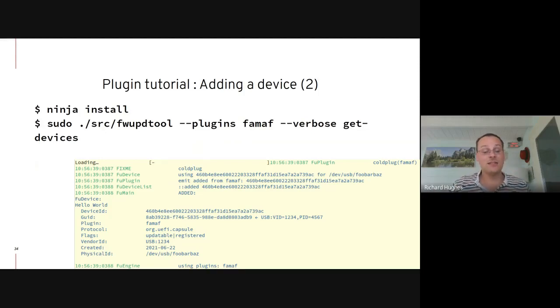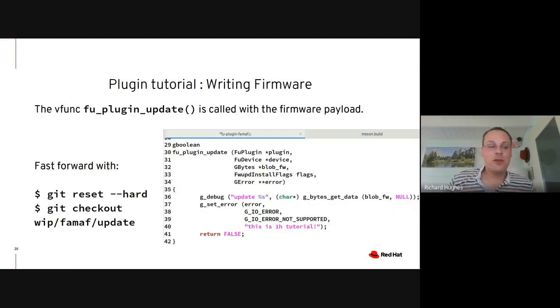And in that case, the state would automatically change from updatable to updatable-hidden, and it would magically hide it from the GUIs until the system is on AC power. So cool, that's kind of worked. Now, that's not super interesting. That's not super useful. So I'm running out of time a little bit. But we have got time for this.